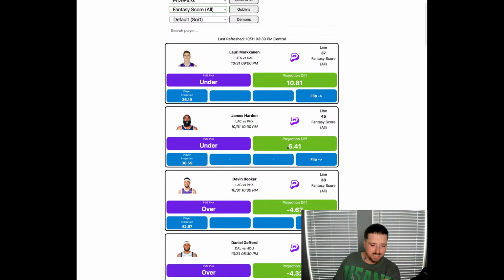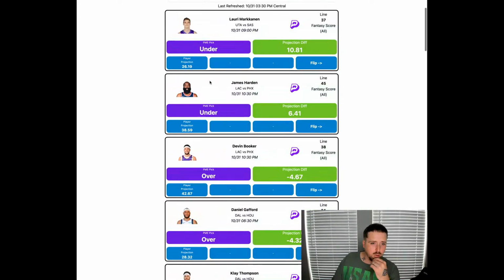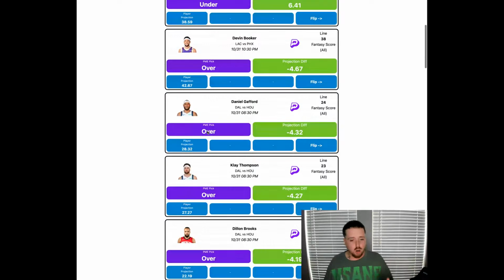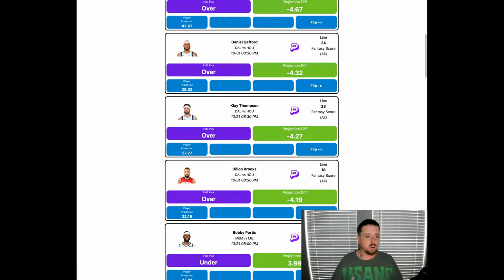So that's literally that. Oh, the only issue, the projection differential is right. It's a positive when it's supposed to be a negative. But PME pick is right. If you follow PME pick right now, you'll be good. So Markkanen will be our best fantasy score under, then James Harden, then Devin Booker's over, Daniel Gafford's over, Klay Thompson over on fantasy score. That'll be fixed in a second, though. That's just like a little issue.